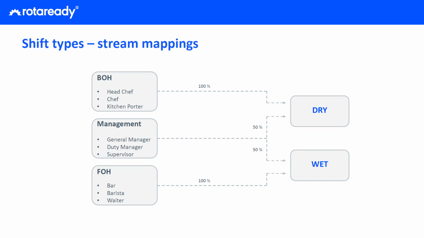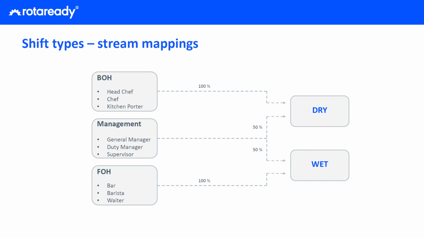So you can choose whether a shift type should flow directly into a single stream or perhaps split across multiple. So if we look at the back of house here at the top, you can see that it's mapped 100% into the dry stream. But if we look at management, which is here in the middle, you can see that it's actually split 50-50 between the dry and wet.